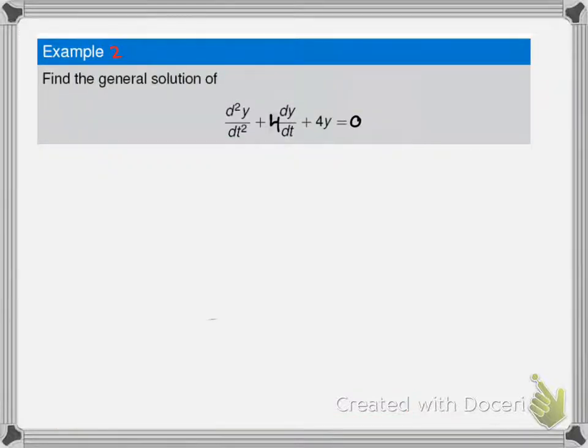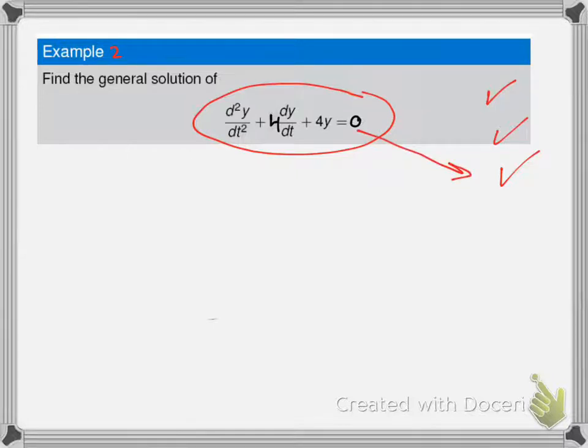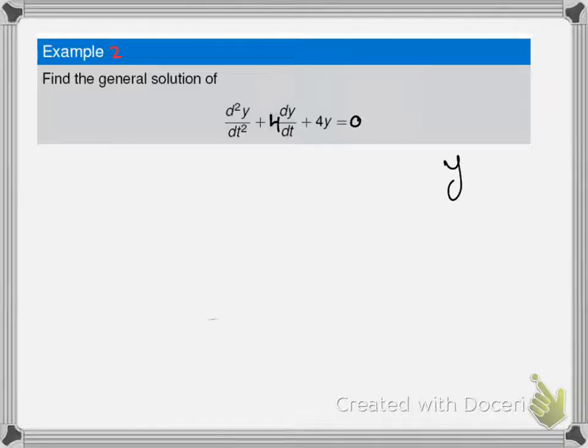Again, in example 2, I will try to solve this differential equation. First, it is second order because I have the second derivative. Second, the coefficients here, 4 and 4, are just constants. So I have constant coefficients. Third, the right hand side is equal to 0, which means this is a homogeneous equation. Regarding that, the general solution of this equation will be the complementary function itself.